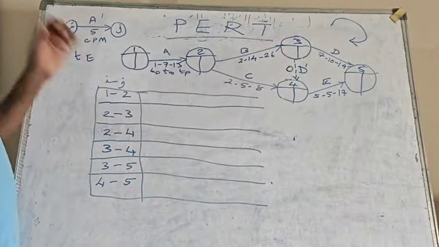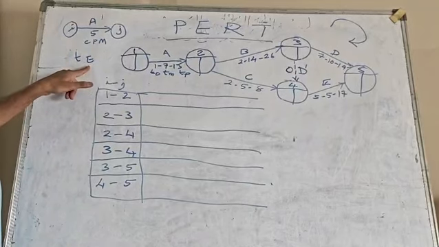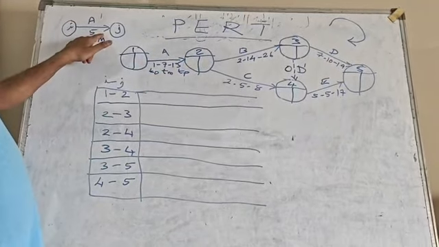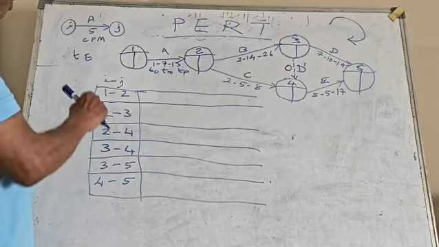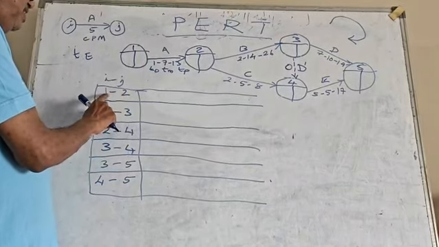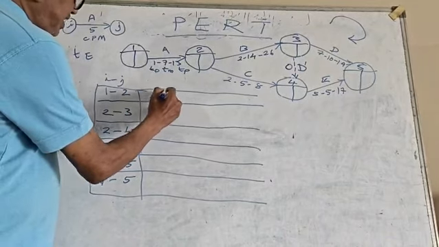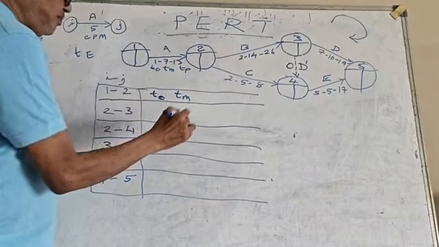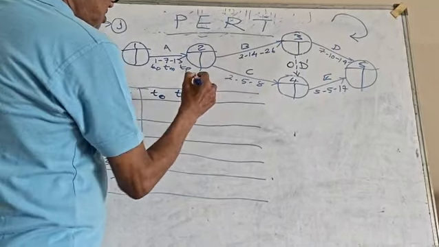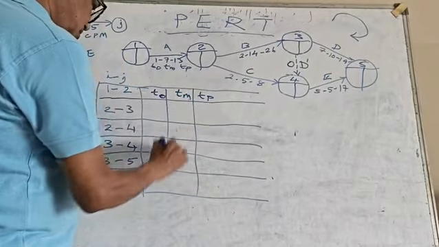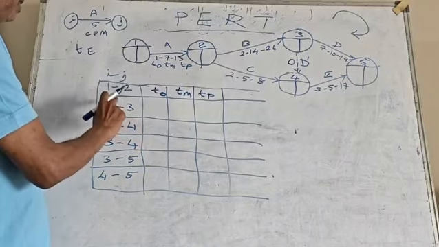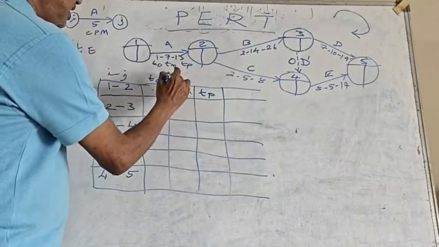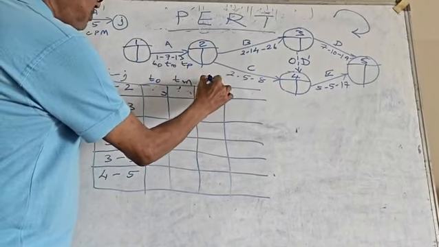Now, what we are supposed to do is calculate TE first. Only once you calculate TE will this problem become a CPM problem. Then we can calculate the critical path. So I have written here I and J, event I and event J. Then I am writing T0, because there is no single time estimate. You have to put 3 time estimates: T0, TM and TP.